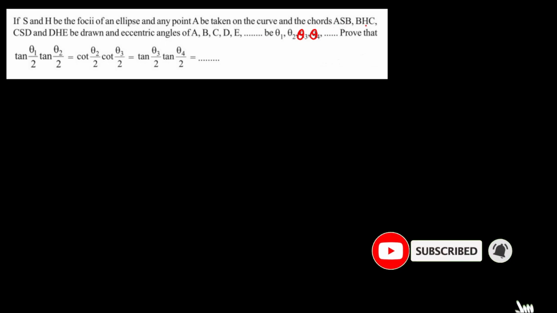Hello everyone, today's question is: if S and H are the foci of an ellipse, any point A is taken on the curve, and the chords AS to B, BS to C, CS to D and DS to E are drawn in the ellipse, with eccentric angles of A, B, C, D and so on being theta 1, theta 2, theta 3 and so on. Now we need to prove that all these values are equal.